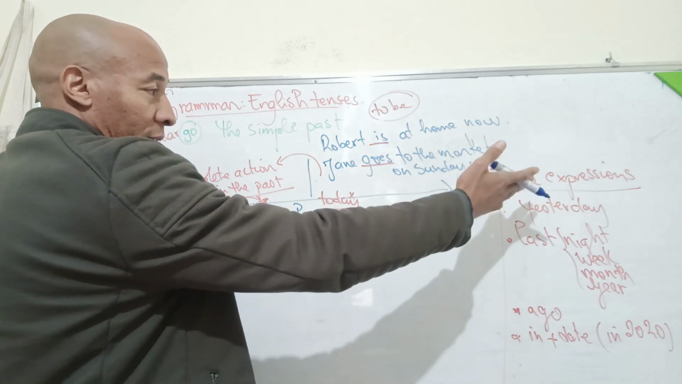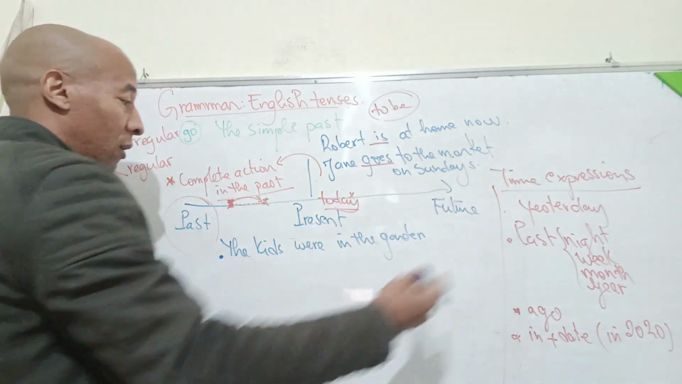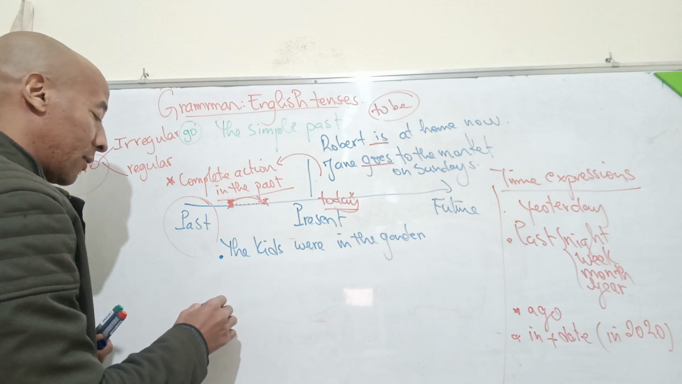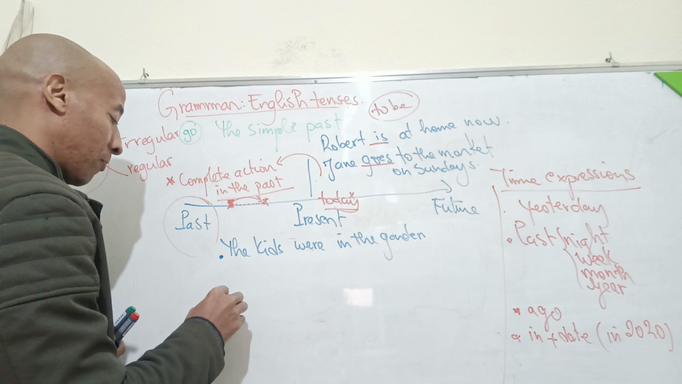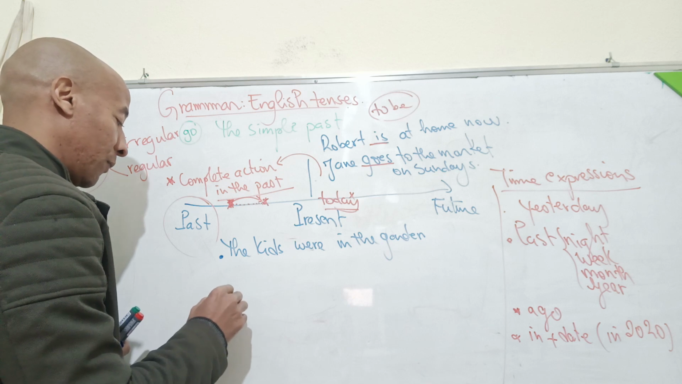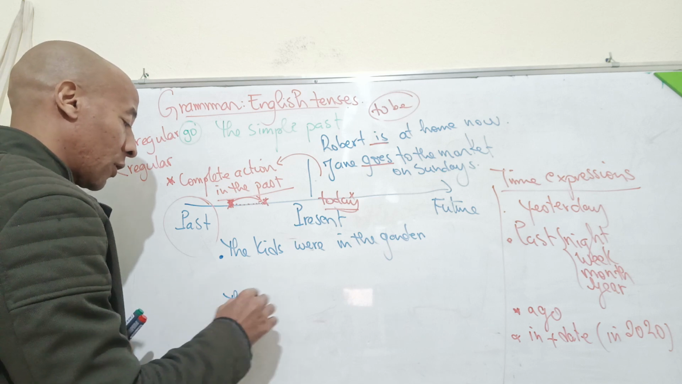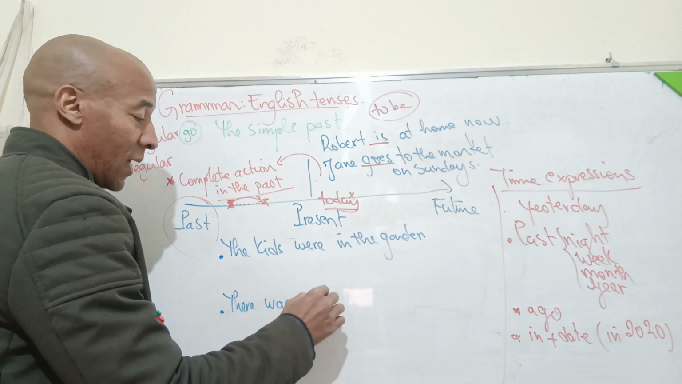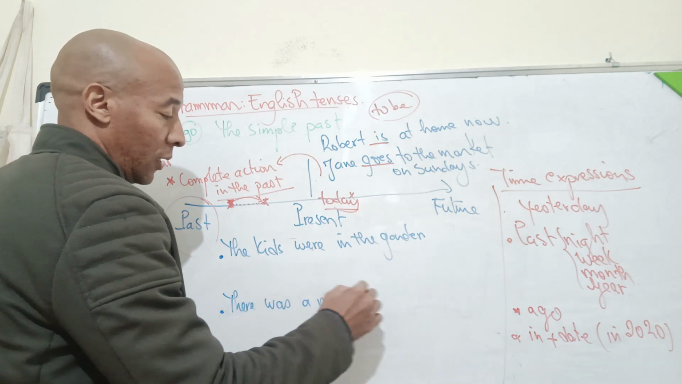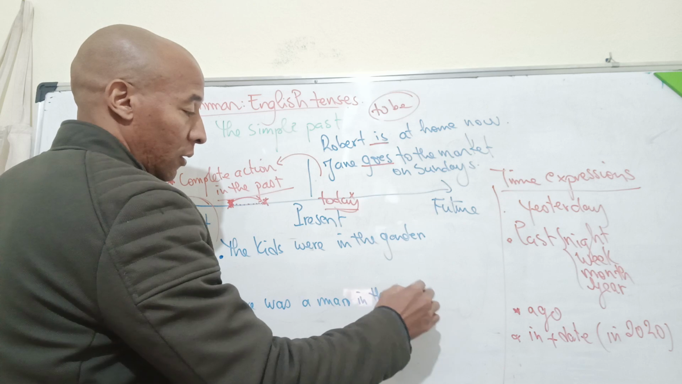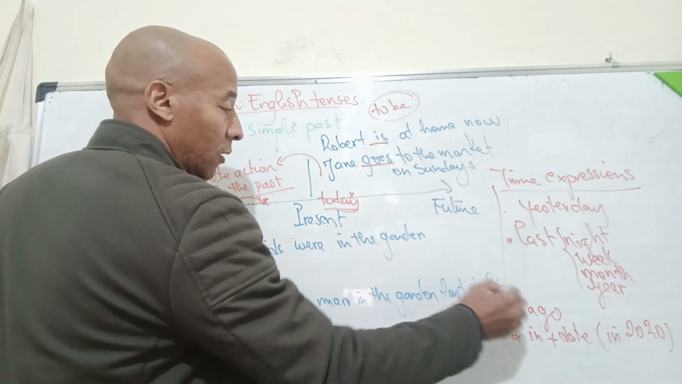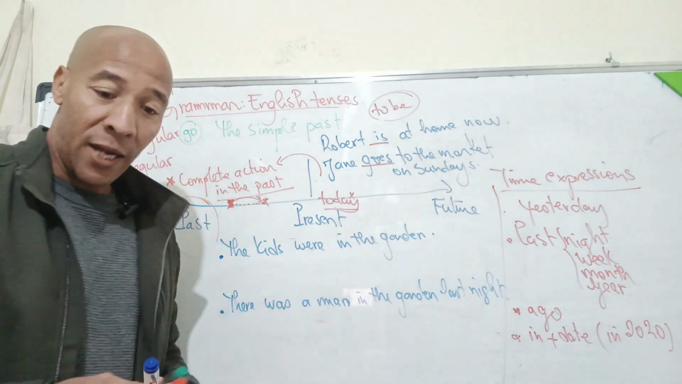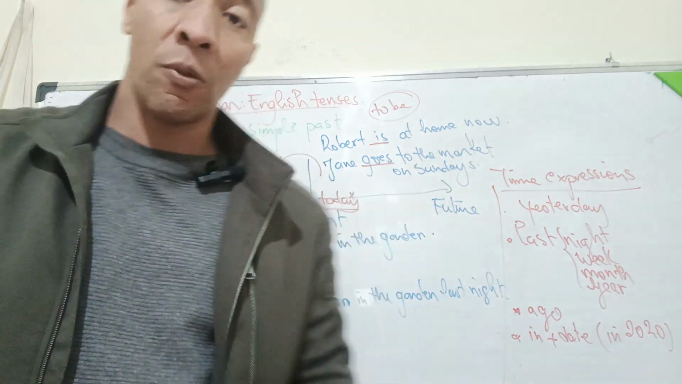We can say last night, not last night, yesterday. Okay, and there was a man in the garden last night. Very good. These are good examples. Now, let's see the verb to be.